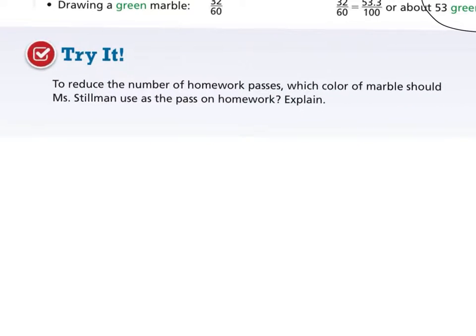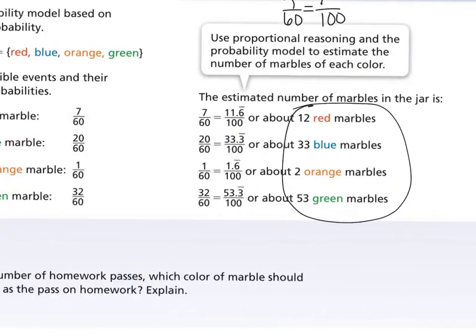We look at the try it then. To reduce the number of homework passes, which color of marble should Miss Stillman use as the pass on homework? Right now, if she's using red, that would be 12 red marbles. So to reduce this, the only one with fewer marbles than the red would be the orange. So if she switched it to orange marbles, then that should lessen the amount of people that get their passes on homework.